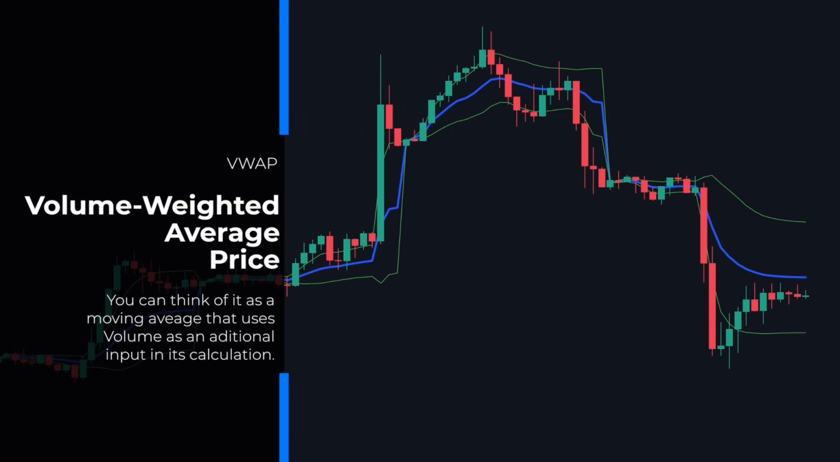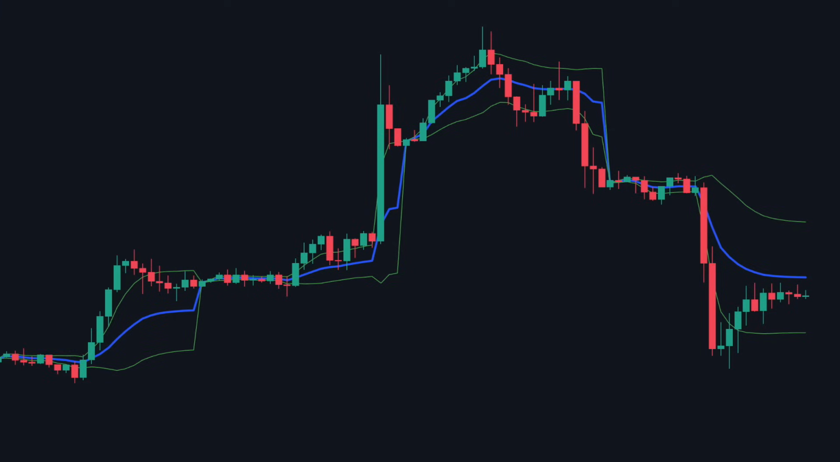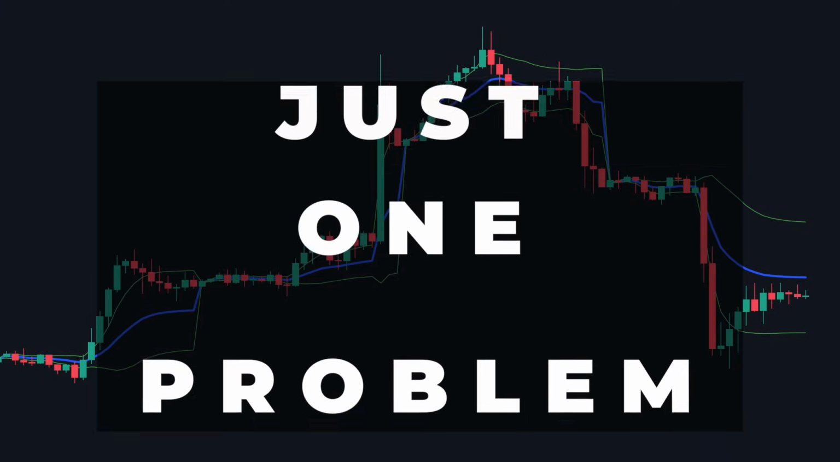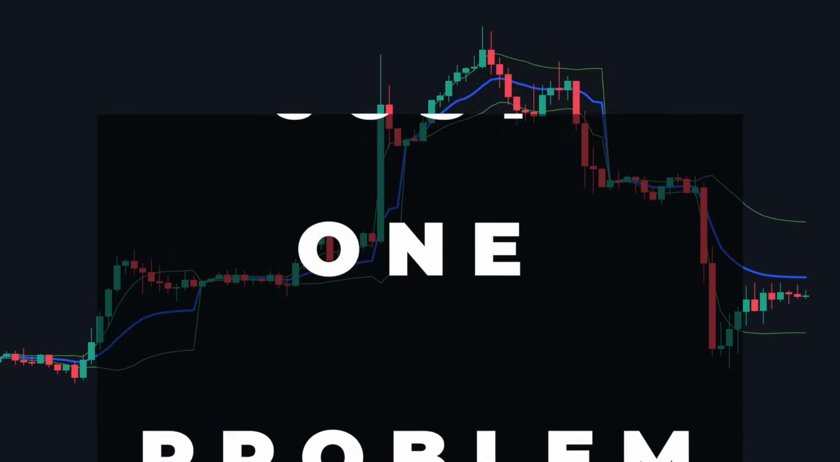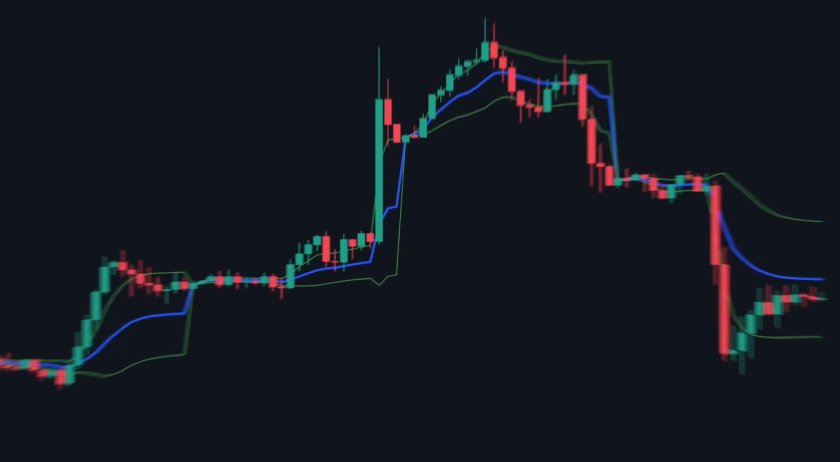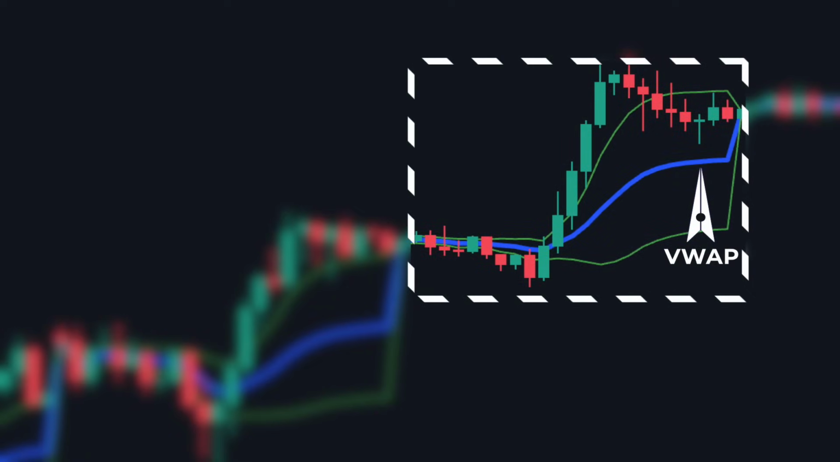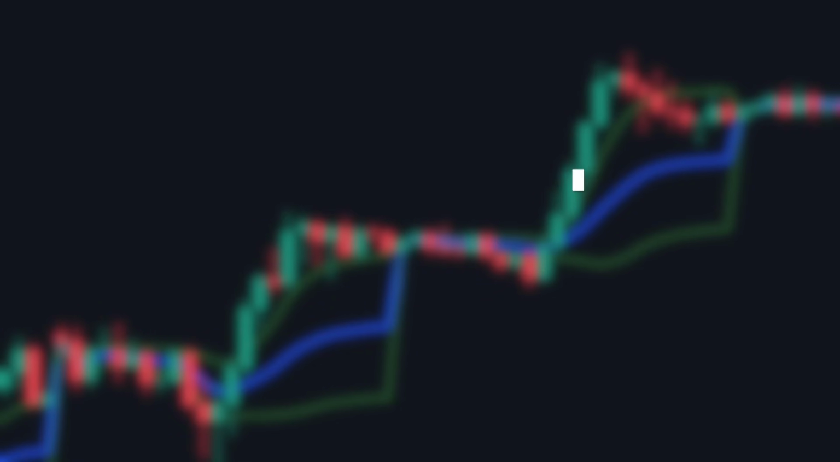You can think of it as a moving average that uses volume as an additional input to calculate the day's average price. VWAP shows us the perceived value of the asset for that day. But the VWAP has one problem. It starts its calculations from the opening of the day. So at any given moment, the VWAP value is only based on the current day price action.